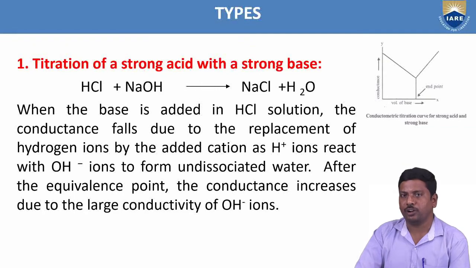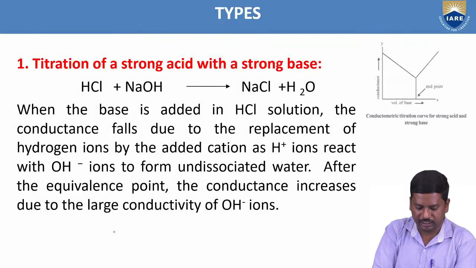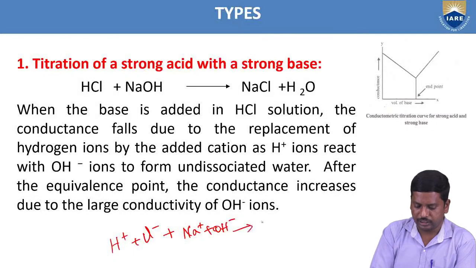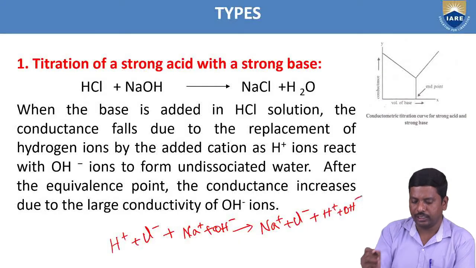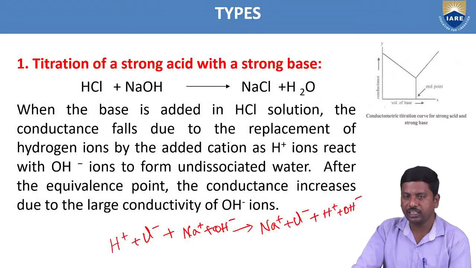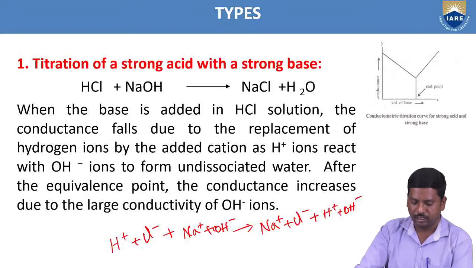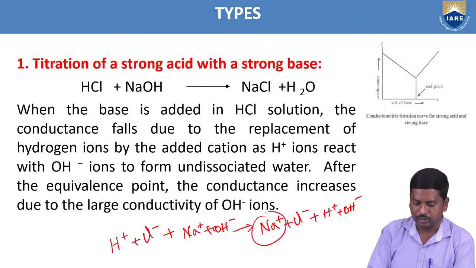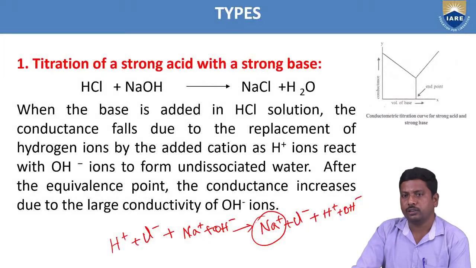Now we see how the polarity develops in the case of the titrations. Initially we consider HCl. It dissociates into H plus and Cl minus ions. And sodium hydroxide dissociates into Na plus and OH minus ions. It gives sodium chloride, that means Na plus and Cl minus, and H2O, that means H plus and OH minus ions. So initially, H plus ions are replaced by sodium ions. Sodium is a first group element and hydrogen is also a first group element.